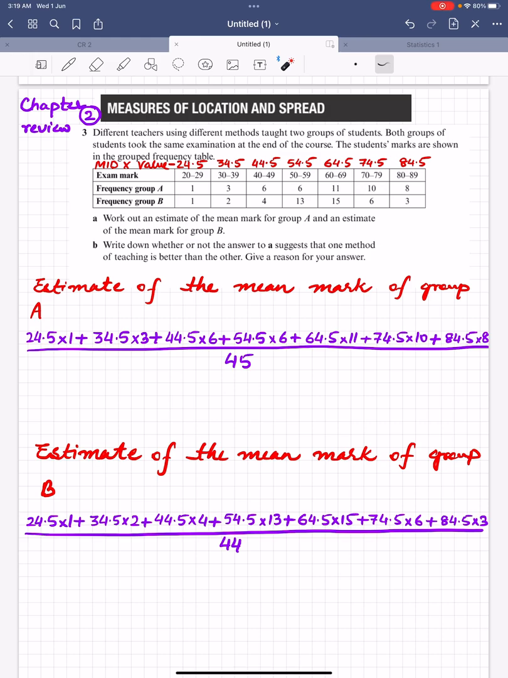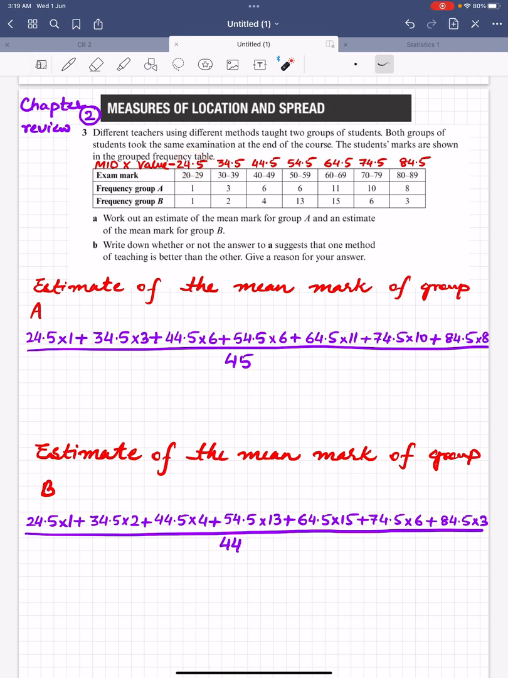So when we find the estimate of the mean mark, we find the mid-x value. So we calculate the mid-x value for each class interval. We do this by adding the two extremes and finding the average, or dividing the answer by 2. So we find the average for each class interval.